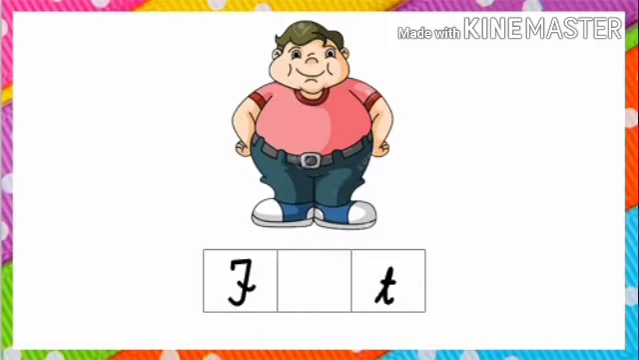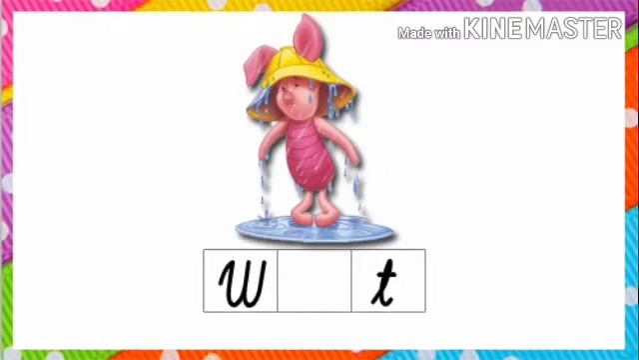Which picture is this? This is a picture of fat. Now let's say each sound slowly. F, A, T, fat. Beginning sound is F. Ending sound is T. So what about the missing sound? Which vowel sound comes here? A. So write letter A, it says a, and make the word complete. F, A, T, fat. Are you ready for the next picture?